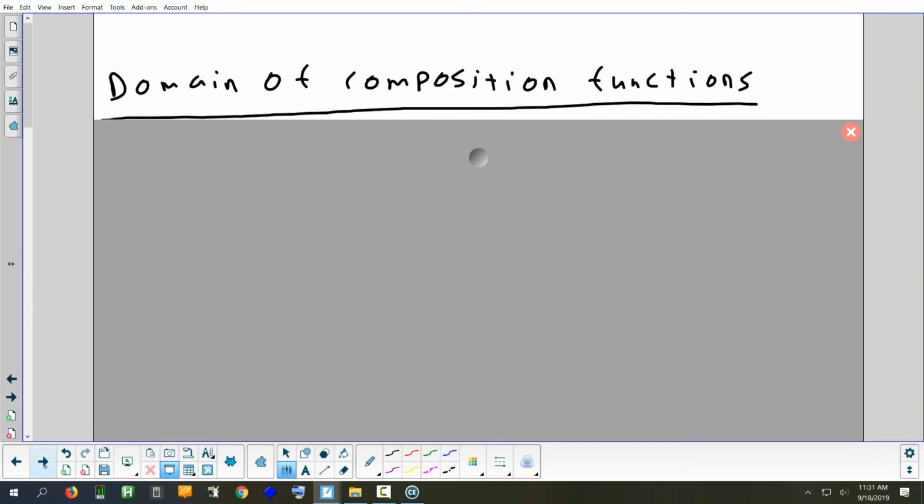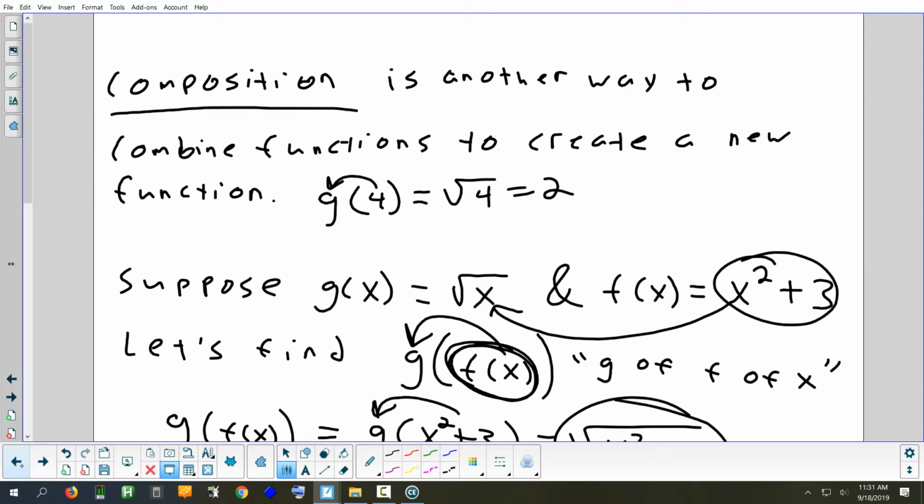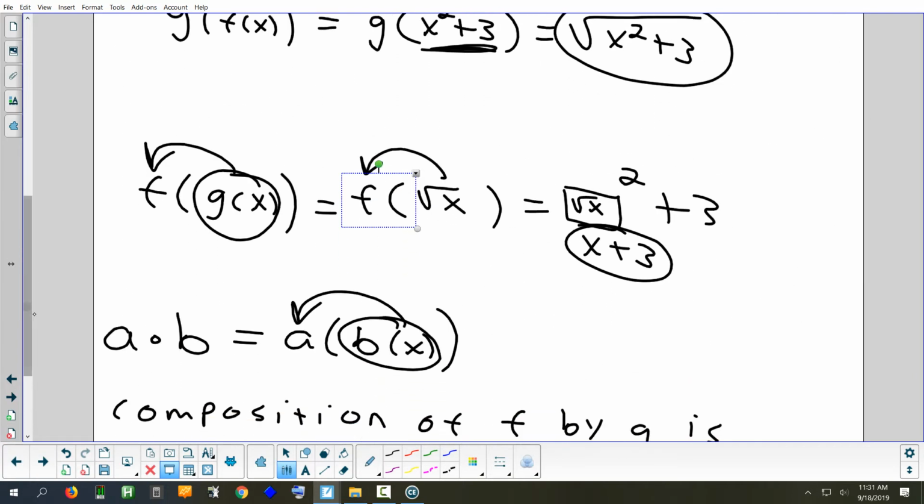All right, so how do we find the domain? When you're dealing with composition, we have what's called an inside and an outside function. This is the inside. This is the outside. The inside one is the one that's in parentheses. So b of x is inside, a is on the outside.